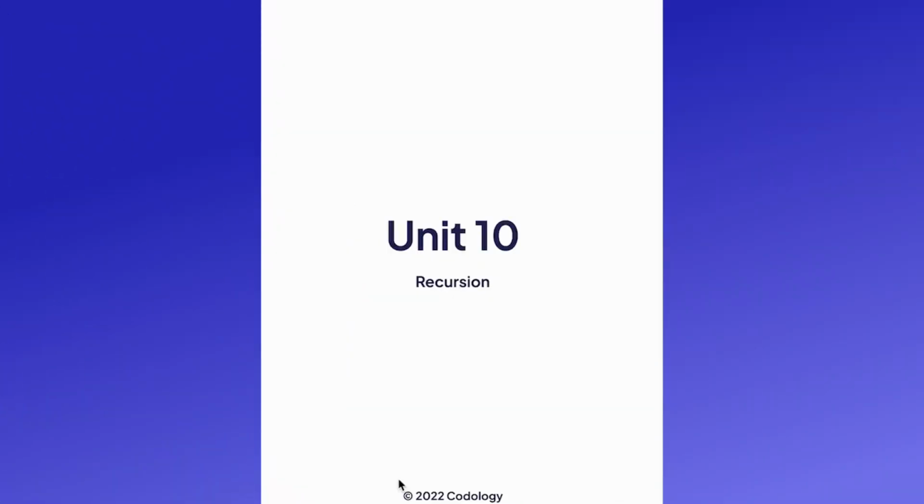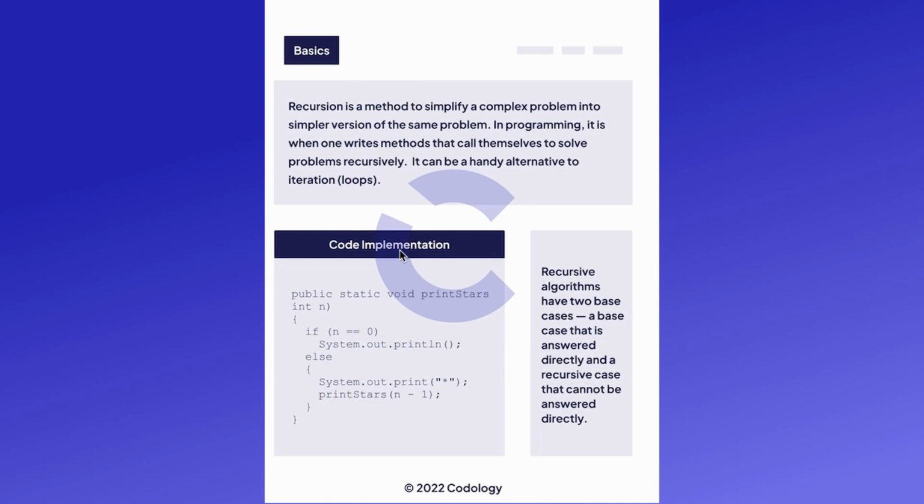And I'm going to be going over Unit 10 of our APCSA curriculum, which is recursion. For basics, recursion is a method to simplify a complex problem into a simpler version of the same problem by repeating steps over and over again. So, in programming, more specifically, it's when one writes a method that calls itself to solve a problem, and we call this solving the problem recursively. It's a handy alternative to iteration or writing a lot of loops. Often, recursive code is short and sweet.